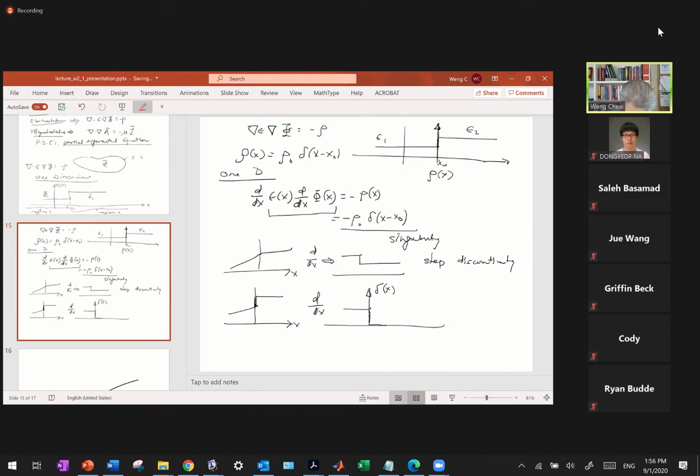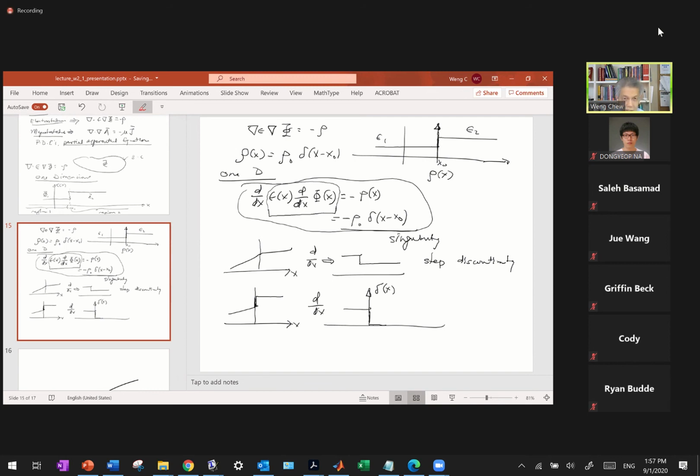So if you look at this equation now, on the right hand side we have a delta function singularity. What it says is that this function in the derivative here must have a step discontinuity. Otherwise this equation cannot be satisfied, because I have a delta function singularity on the right hand side. The function that I have just circled has to have a step discontinuity.